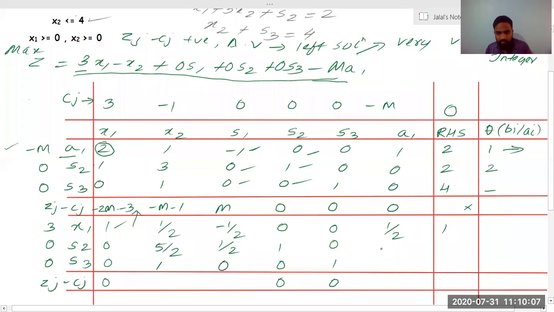Okay, now we need to find this value. This will again be 2 into 0 minus 1, so this will be minus 1 by 2. Okay, minus 1 divided by the key element, minus 1 by 2. Again 2 into 0, 0. 1 into 0, 0. So 0 divided by 2 will be 0. So now we need to find this value.